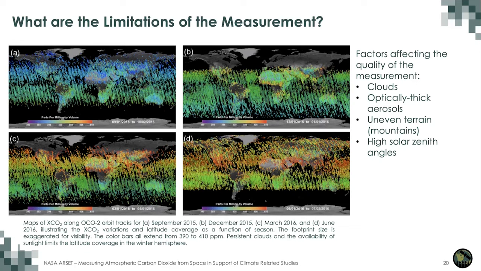But because OCO-2 and OCO-3 observe column-integrated values, even though the footprint size is about 2 kilometers by 2 kilometers, the real representativeness is much larger. So even with seasonal observation coverage over a limited area, you could still get a very good representation of seasonal and interannual variations at regional scales. Yeah, I think that's what I want to add.